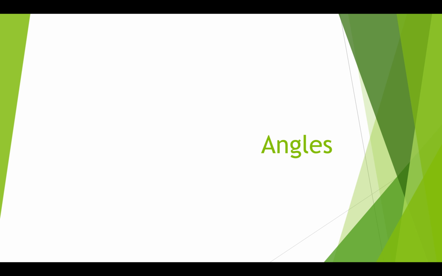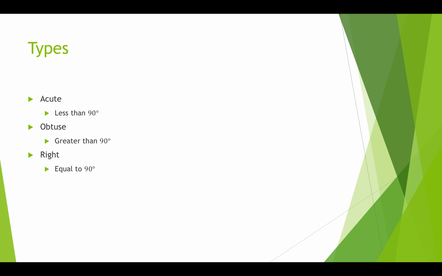Let's talk about different types of angles. There are three main types. First, we have acute angles that are less than 90 degrees, obtuse angles, which are greater than 90 degrees, and right angles that are equal to 90 degrees.